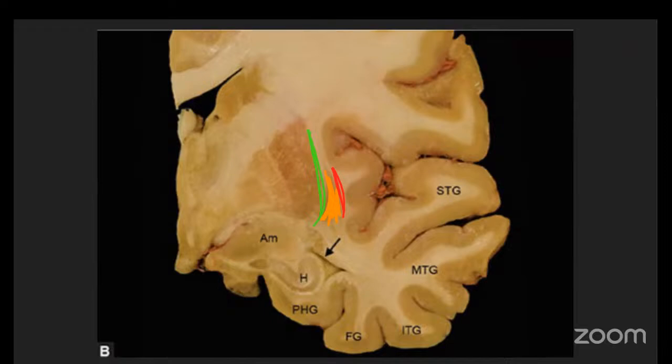Claustrum is a small area of gray matter which is trapped between two white matters. And what are those two white matters? Extreme capsule and the external capsule. So the green one is the external capsule. The red one is the extreme capsule. Orange is the claustrum. And when we go deep, we find the basal ganglia. Clear this?